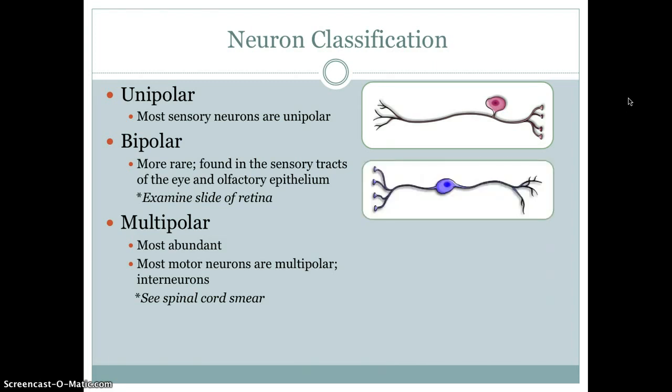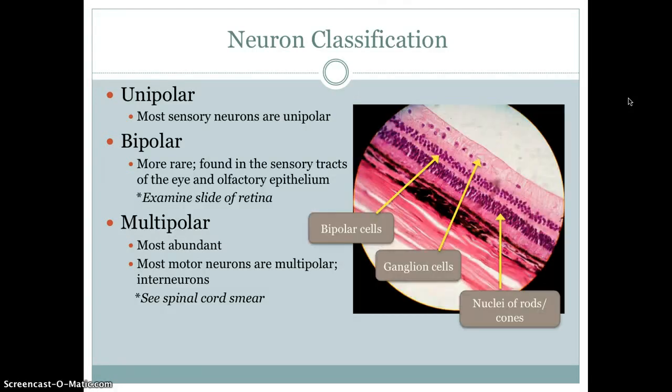The next type of nerve is bipolar. This means that the cell body lays in between two distinct portions, dendrite processes and the axon. These are very small and are found in olfactory and optical sensory tracts. This week we'll look at a slide of the retina and be able to see neat rows of bipolar neurons as well as ganglion cells that are receiving the visual information and the nuclei of rods and cones.